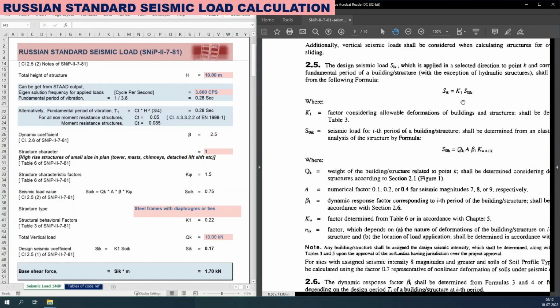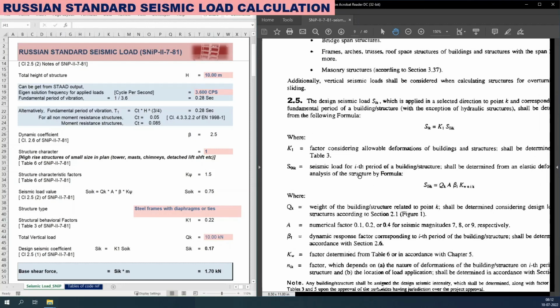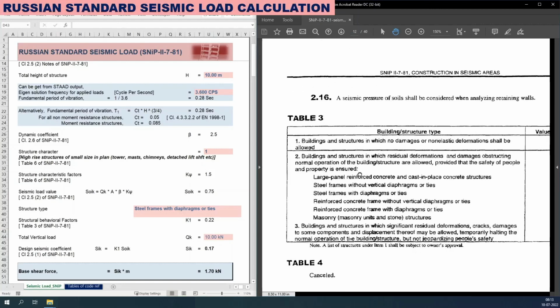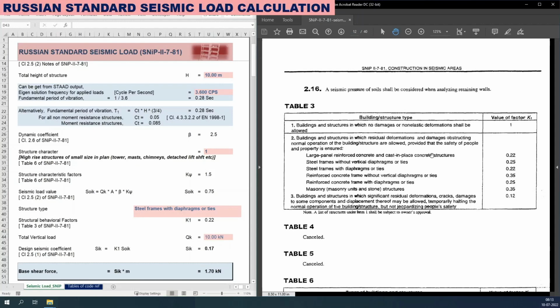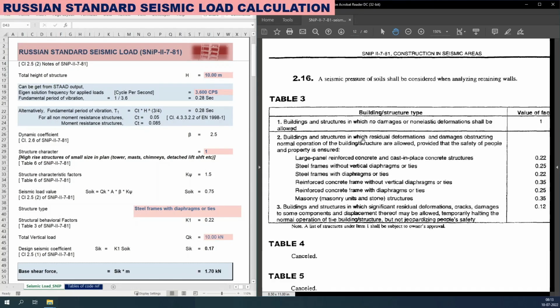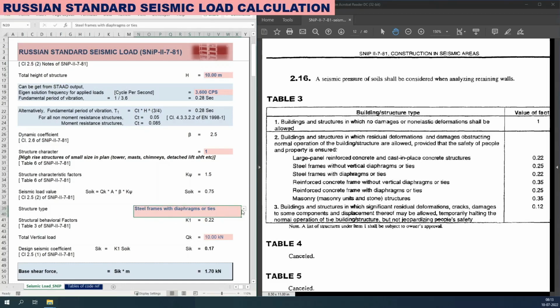Then the next one is, as per this formula, Sik equals K1 of S0ik. So this is the design seismic load Sik. For that we need to find the K1 value. We need to refer to Table 3 of SNIP 2.01.07, page number 12. So here you can see on the right hand side Table 3 of SNIP 2.01.07. Here I have various structures listed based upon Table 3. If I select the structure in which damages are not permitted, that is the first case, the value of K1, the structural behavioral factor, is 1.